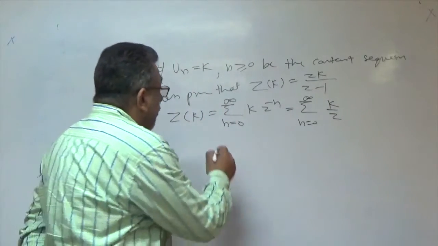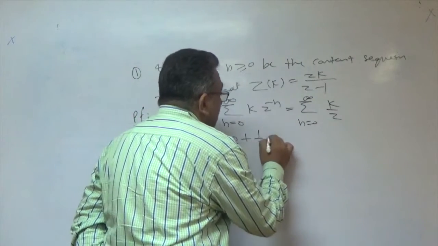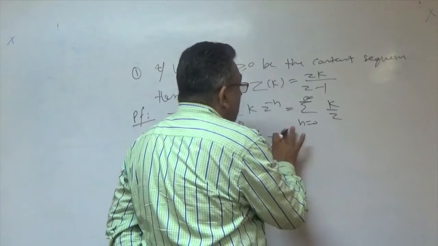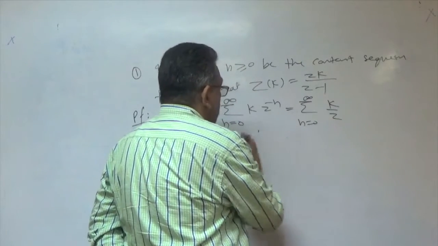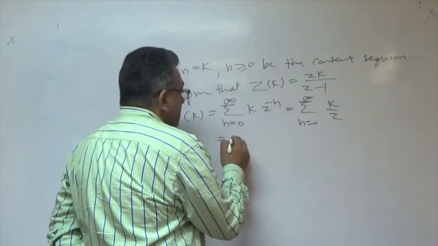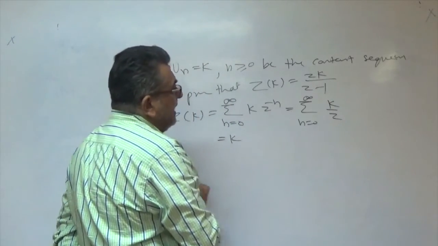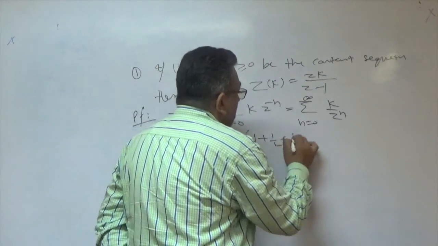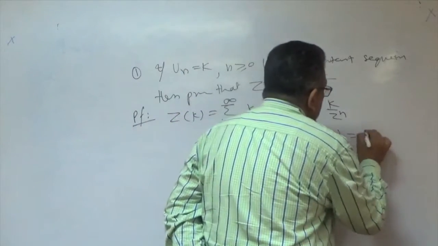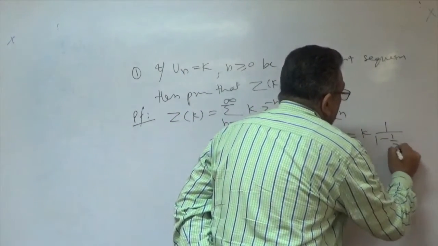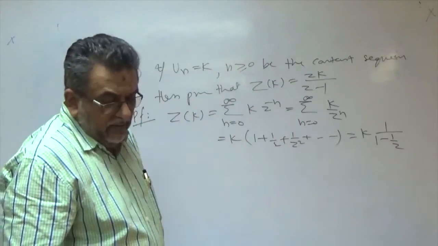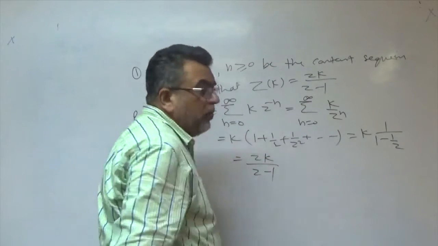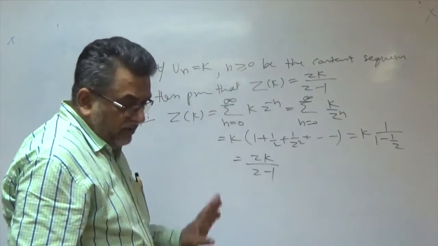And you can open this. You can take k outside, and this is 1 upon z to power n. If you open this, the first term is 1, then 1 by z, then 1 by z square, and so on. This is again a geometric series, and the sum is 1 upon 1 minus 1 by z, because here 1 by z is the common ratio. If you take the LCM, then you will get simply the required result. Right? This is the first question.